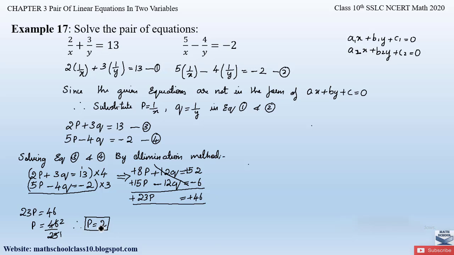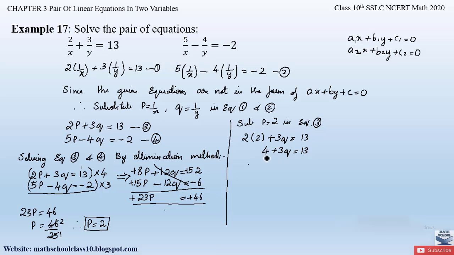Now let us substitute this p value in equation 3 and find out the q value. So substitute p equal to 2 in equation 3. So from equation 3 we have 2p plus 3q equal to 13. So 2 into p is 2 plus 3q equal to 13. So 2 into 2 is 4 plus 3q equal to 13.